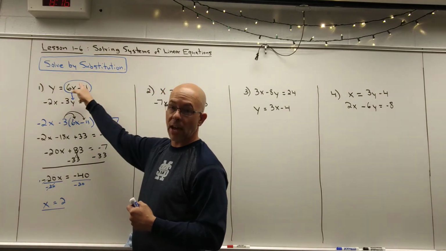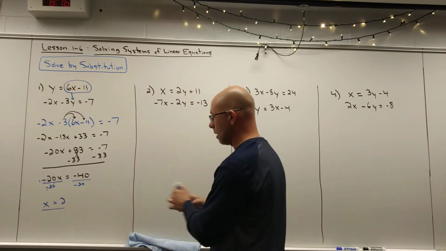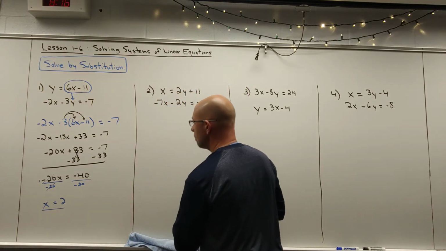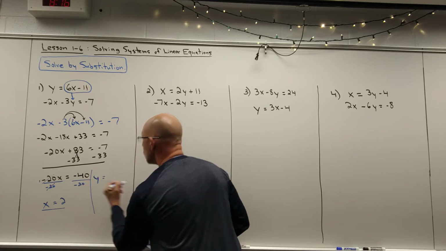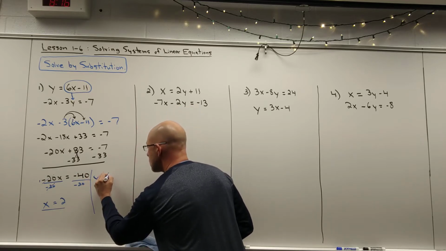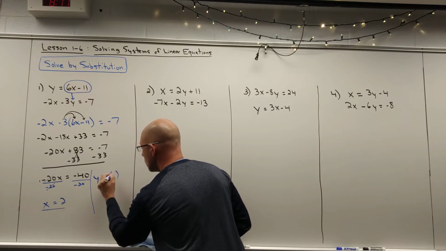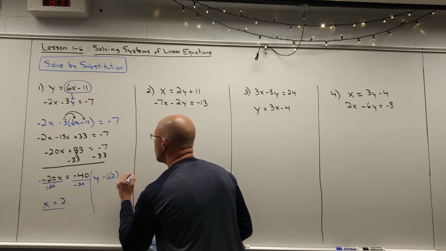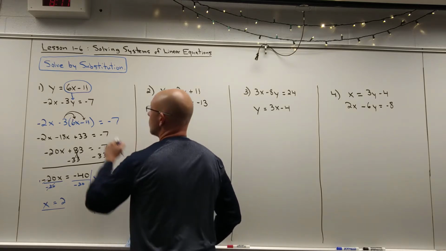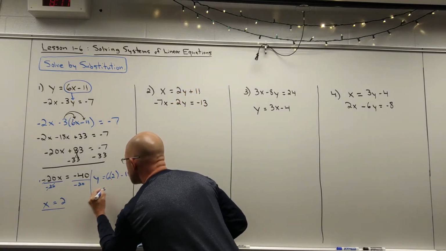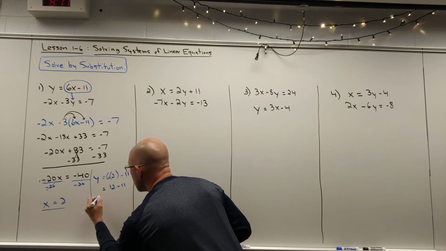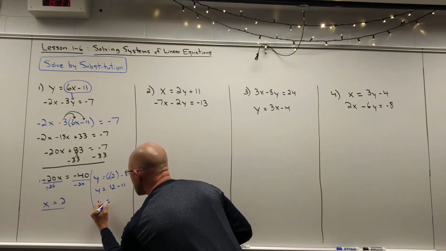This is faster. I'll do that down here, kind of split the page here. Y equals 6x minus 11. In place of x we'll put 2. 6, that's x now. So this becomes 12 minus 11, or y equals 1.